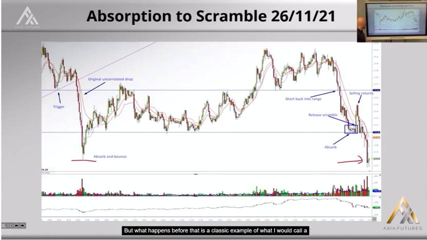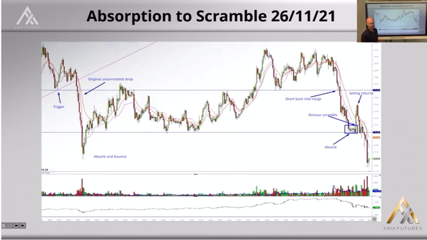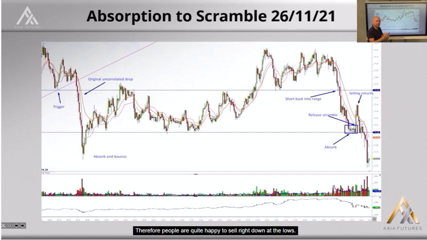But what happens before that is a classic example of what I would call a scramble. Everyone fancies this trade. Everyone can see the concept of the trade. Therefore, people are quite happy to sell right down at the lows. You'll see this in a moment. This means everyone's vulnerable and everyone's probably trapped in roughly the same position. If you're one of those sellers, you know it, but only when the market starts to bounce. Until it starts to bounce, you don't know that the scramble is on. So it's more about the concept that this allows for the scramble without necessarily saying to you that it's going to happen. The scramble is then trying to pinpoint the area where that panic is going to set in.